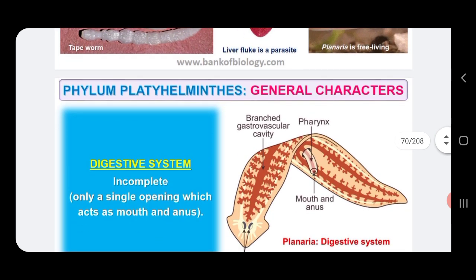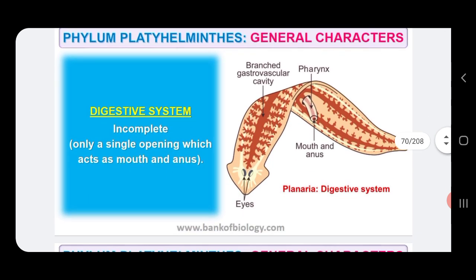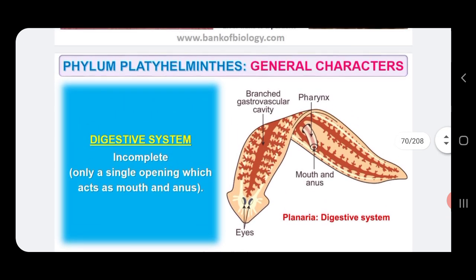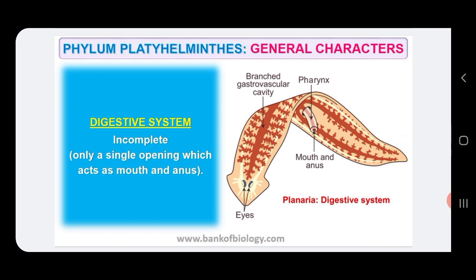Then about the digestive system. Here the digestive system is incomplete. It starts with the mouth and ends with highly branched intestine without anus. Why incomplete? Because they have got a single opening which acts both as mouth as well as anus. Then in parasitic forms, the alimentary canal is totally absent, and the food is absorbed from the host body through the general body surface.